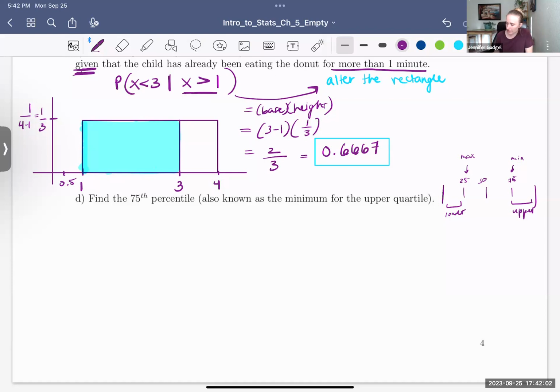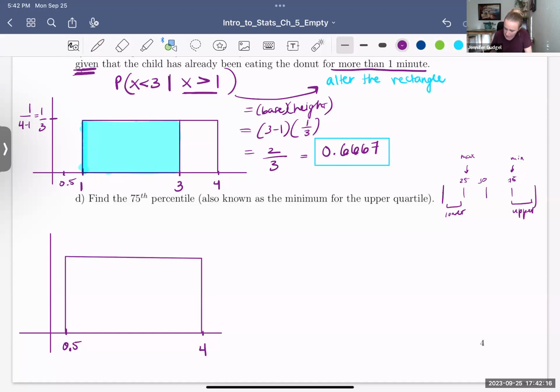So 75th percentile, remember our rules for the percentiles. We have our basic rectangle. For us, in this example, it was 0.5 to 4. All right, this is not a given. This is not a conditional probability. So we're going back to our basic rectangle. 1 over 3.5, because 4 minus 0.5 was 3.5. Okay, we're starting here. We're looking for the 75th percentile.